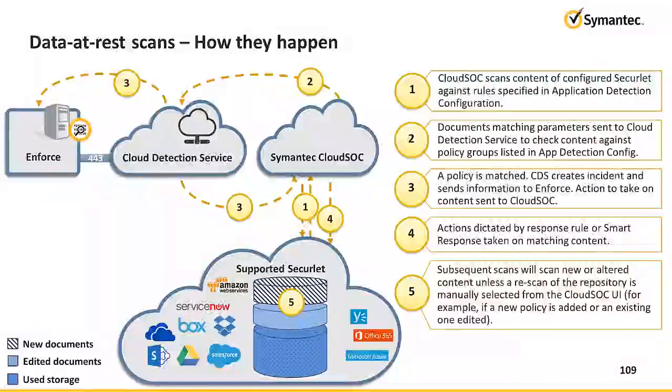This figure shows a conceptual overview of how Enforce, Cloud Detection Service, and CloudSOC communicate together. First, CloudSOC will scan the content of configured SecureLits against the rules specified in the application detection configuration. Next, documents matching the parameters sent to Cloud Detection Service will be checked against policy groups listed in the application detection configuration. If a policy is matched, the Cloud Detection Service will create an incident and send the information to Enforce, and then the action to take on the content will be sent to CloudSOC.